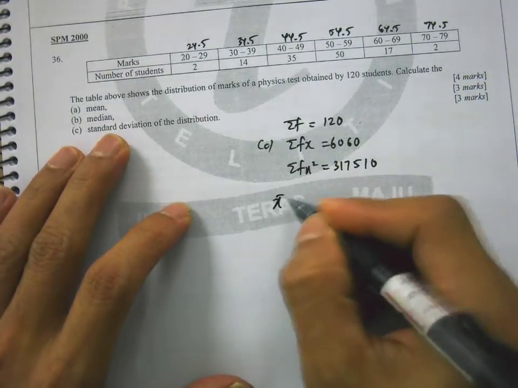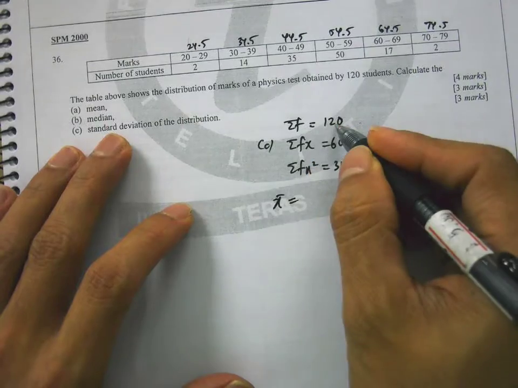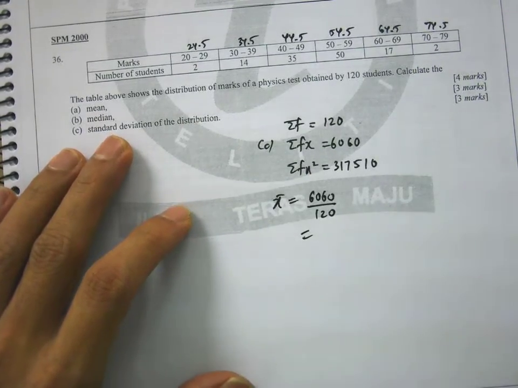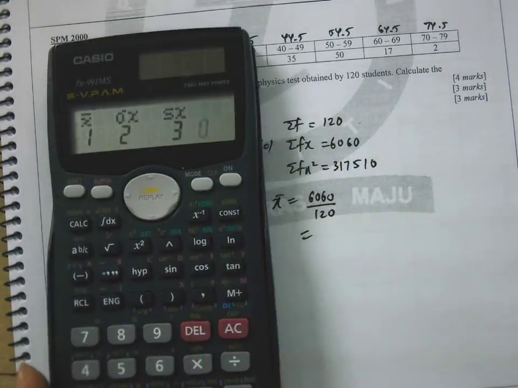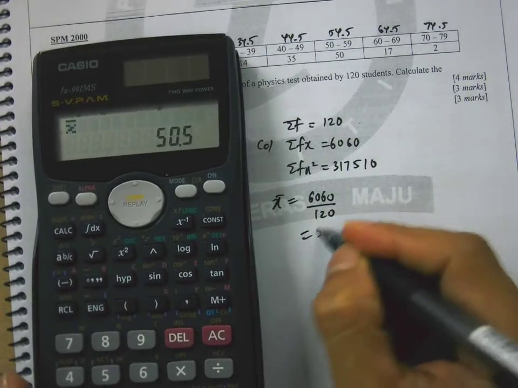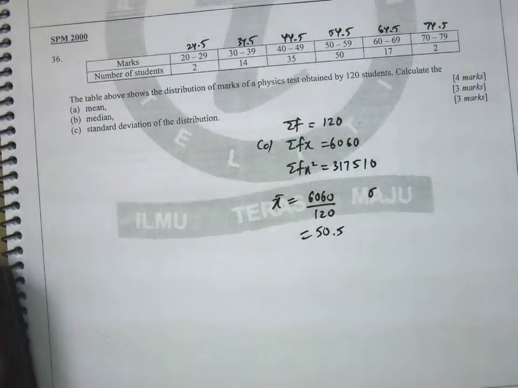Mean, you have to use sum fx divided by 120. Now you can count manually. If you're lazy, you can even use this calculator. Shift 2. The first one is mean. Press 1 equals. There you go, 50.5.